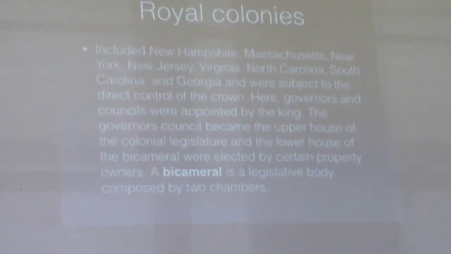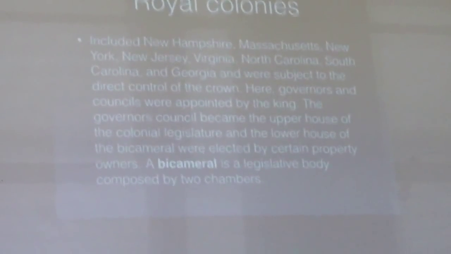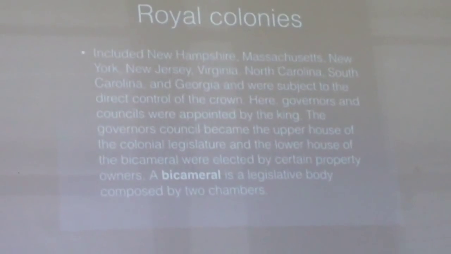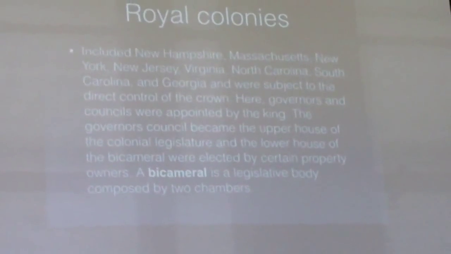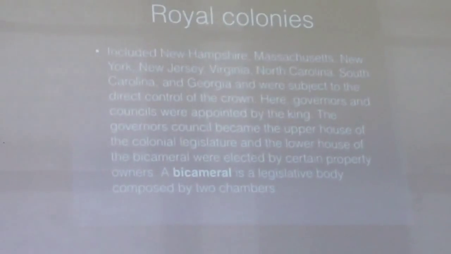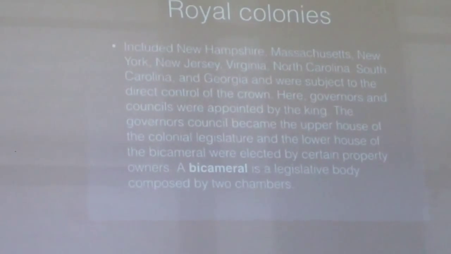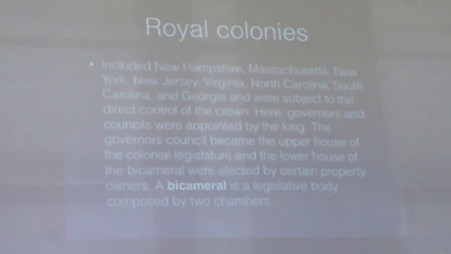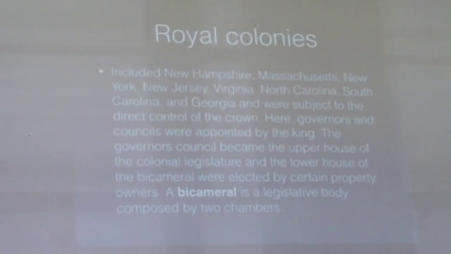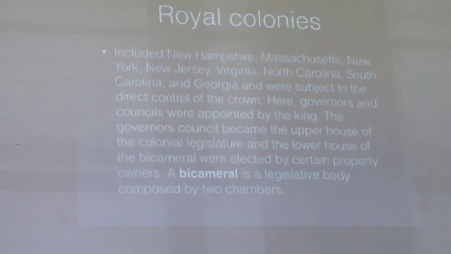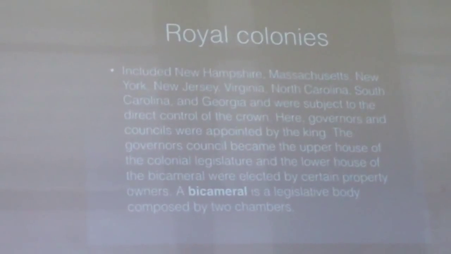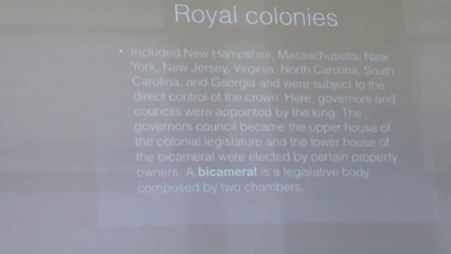Royal colonies. The royal colonies included New Hampshire, Massachusetts, New York, New Jersey, Virginia, North Carolina, South Carolina, and Georgia, and were subject to the direct control of the crown. Here, the governors and councils were appointed by the king. The governor's council became the upper house of the colonial legislature, and the lower house of the bicameral legislature was elected by certain property owners. A bicameral is a legislative body composed of two chambers, as opposed to a unicameral.